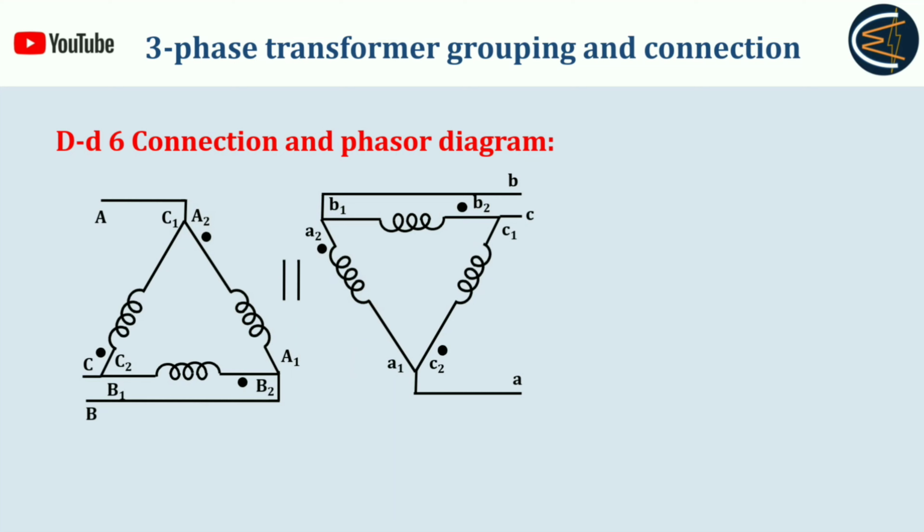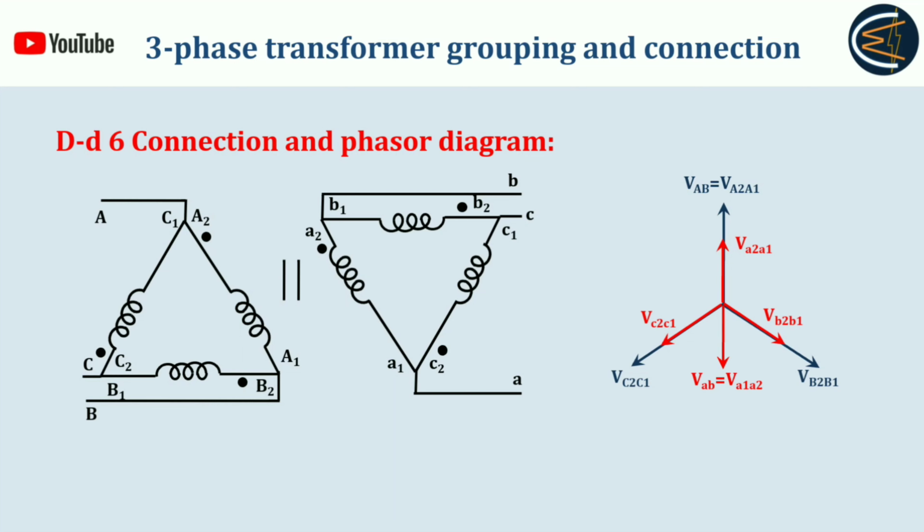Now see, this is the phasor diagram. This is the primary side phase voltages or line voltages, and these red marked phasors are secondary side phase voltages or line voltages. Now we need to prove there is 180 degree phase displacement between the line voltages. So VAB is the primary side line voltage. So the corresponding secondary side line voltage will be V small ab. See, V small ab is what?